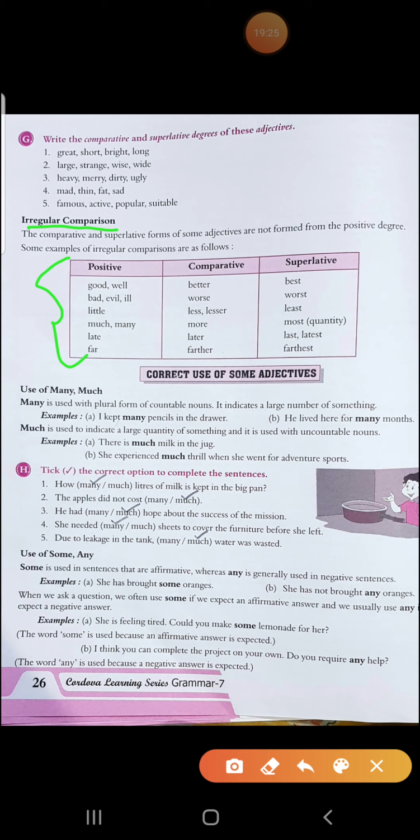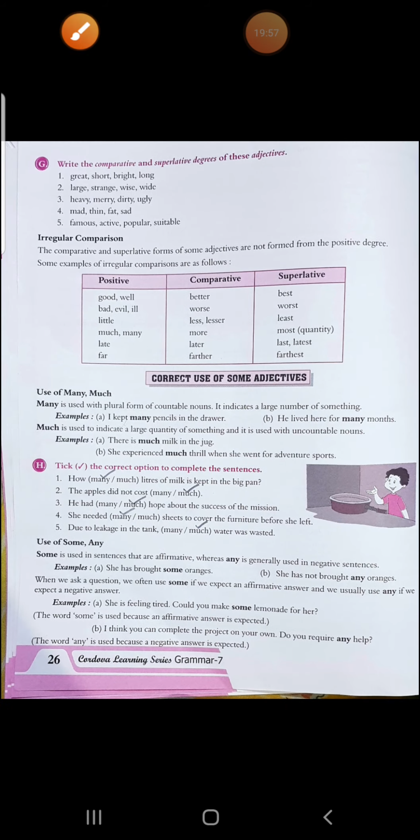Then bad will become worse and worst. Little will become less, lesser, and then least. Much and many will become more, most. Late will become later, latter, last, latest. Far will become farther, farthest. So these are some irregular comparisons in which the comparative and superlative degrees are not formed by using the words of positive degree. Now I will show you the answers of this G exercise.